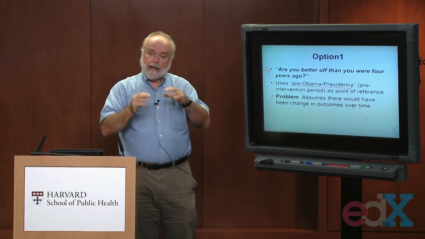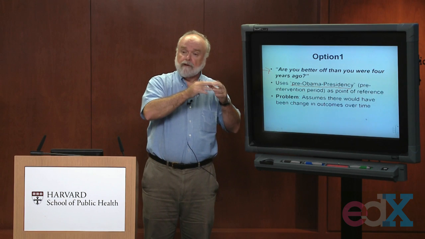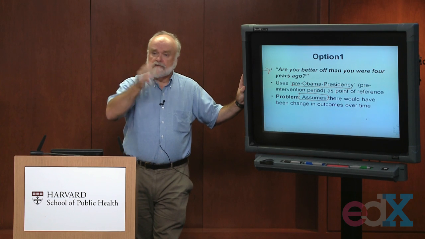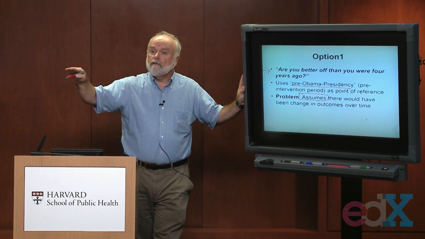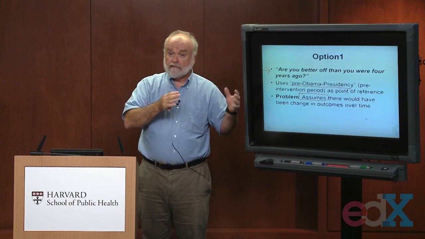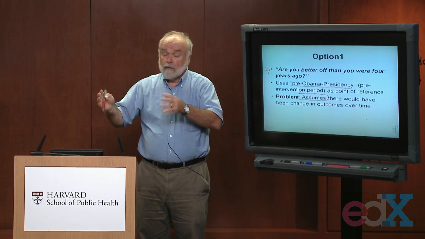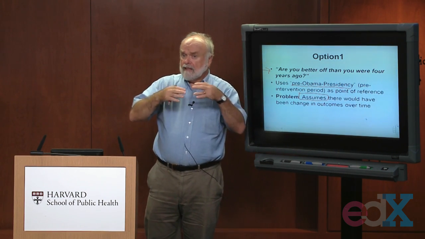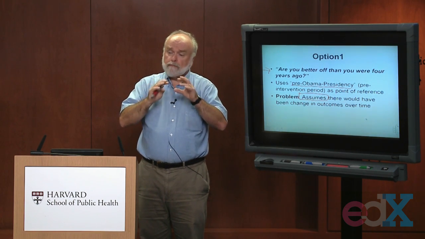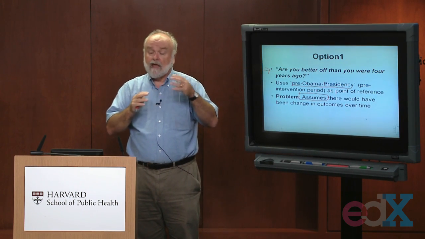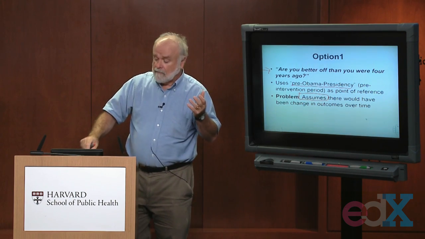Now, the problem with using that pre-Obama presidency point of reference is that it's assuming that if Obama had not become president, what existed 4 years ago would have stayed true for the next 4 years. When we compare life today to life 4 years ago, we are essentially comparing life today versus what life would have been today had Obama not been president. And lots of things change over time, and that's going to be one of the problems in using this pre-presidency point in time as a point of reference. So what alternative options do we have?